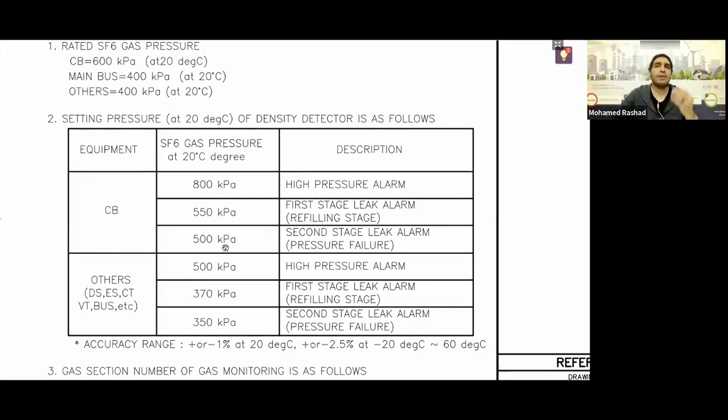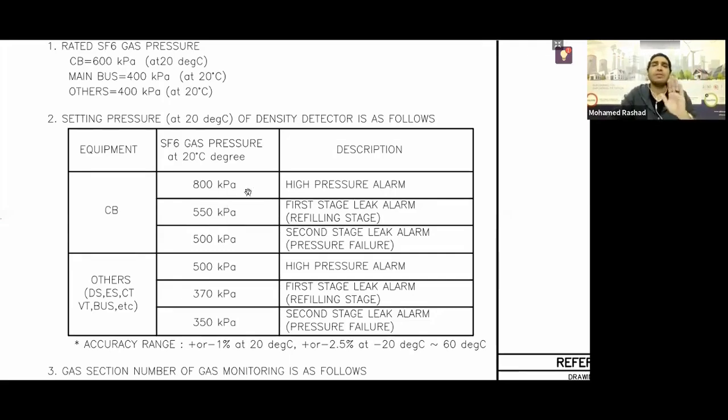Now, regarding all the compartments we mentioned, they are 4 bar. So what is the overpressure or high pressure? It is 5 bar. So 5 bar means high pressure. Now, when it drops to the first level, it is 3.7 bar. The next level is 3.5 bar. For the breaker, its normal is 6 bar. High pressure is 8 bar. Low pressure 1 is 5.5 bar. And low pressure 2 is 5 bar.